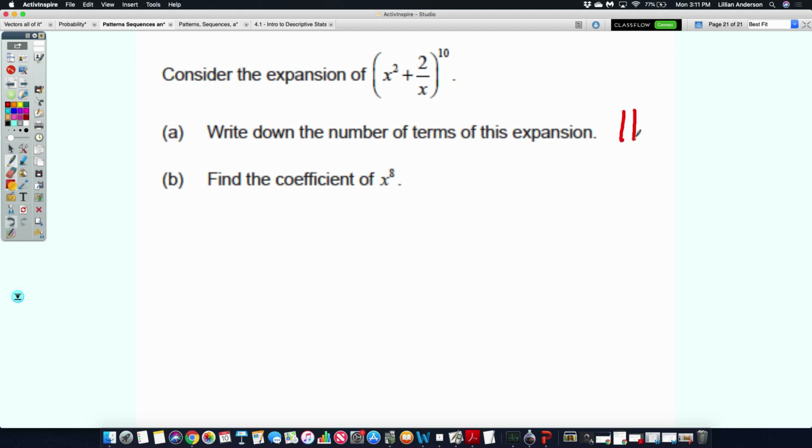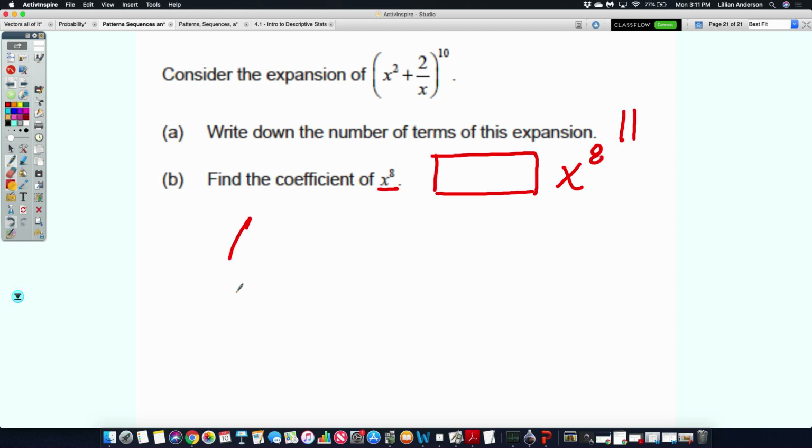11, because remember it's always one more than n. Now it's asking you to find the coefficient of x to the 8th, which basically means that once you expand this 11-term expansion, there's a term with some number times x to the 8th. We want what that number is. Just the number, not the x to the 8th.